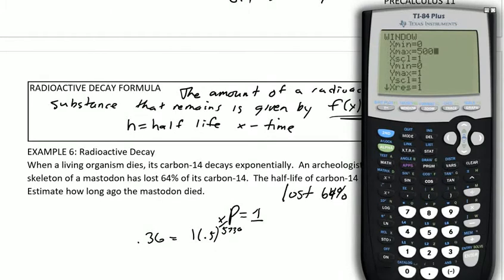And there it is. Well, the intersection is the solution. So we go second, calc, number 5, first curve, second curve, and there's only one intersection on the screen, so just hit enter. So x equals 8,445.62 years. So we figure this mastodon died about 8,500 years ago.